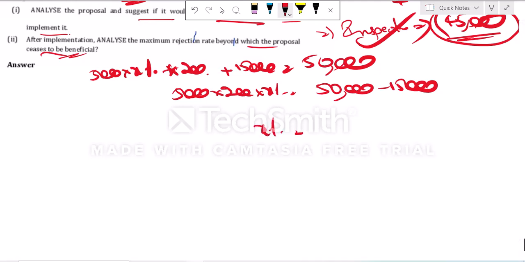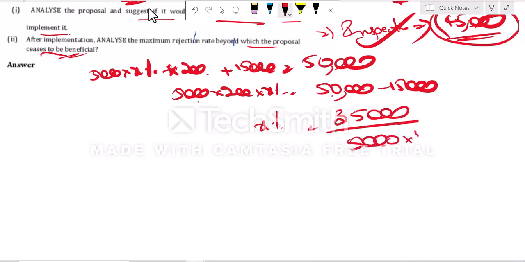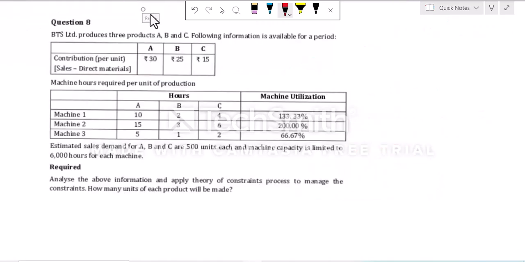So X% equal to 50,000 minus 15,000, which means 35,000, divided by 5,000 into 200. See, this is in terms of percentage, so we have to multiply here with 100. Then only we can get the percentage, no? So if we calculate this, we will get 3.5%. So this is the maximum rejection rate that can be acceptable. Anything beyond it is not bearable, tolerable. Okay, that's it. Next question.